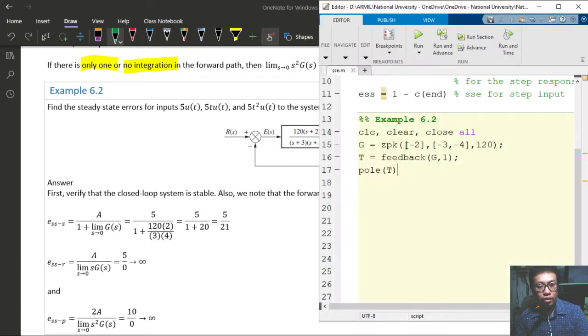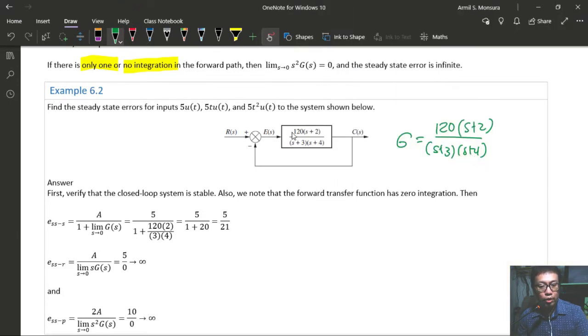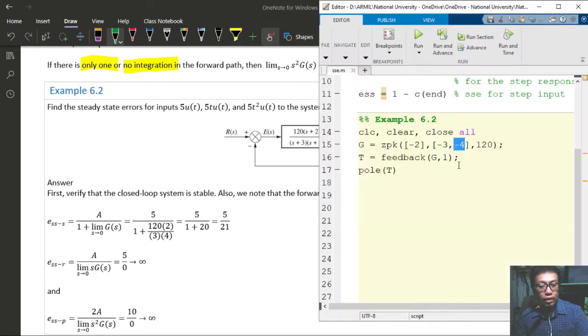I will use the ZPK way of defining models. So I need its zeros, its poles, and the gain. In this case, we see that it has a zero at negative 2, poles at negative 3 and negative 4, and a gain of 120. Since I need to find the closed loop transfer function, I'll use the function feedback, but the feedback transfer function is basically 1, because it is a unity feedback system.